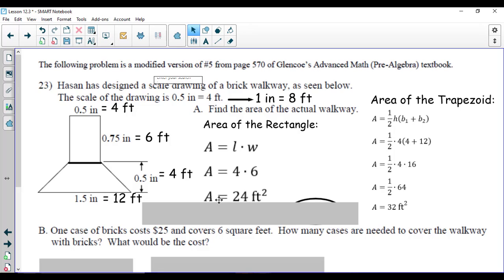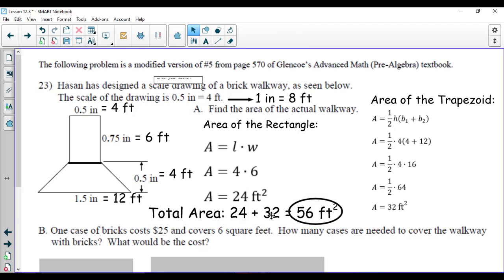Let's do the trapezoid. So it's 1/2 times the height. The height of the trapezoid is this 1/2 inch, which is 4 feet. And then my parallel sides will be this 4 feet right here and the 12 feet down at the bottom. So we have 1/2 times 4 and then in parentheses 4 plus 12. That's 1/2 times 4 times 16, which gets us 32 feet squared. So our total area will end up being 56 feet squared. So we've got 24 plus 32 to get 56 feet squared.